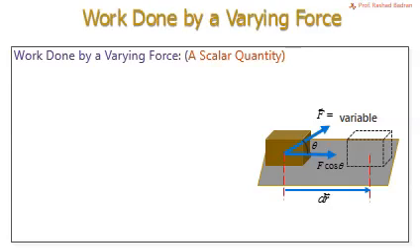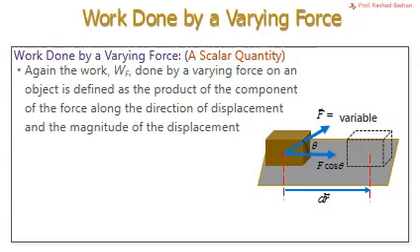The work done by a varying force is defined as a scalar quantity. The diagram shows a block affected by a variable force that makes an angle theta with the displacement along the horizontal. From the definition of work, the work done by a varying force is the integral of F dot dr, as a dot product of vectors, that is F cosine theta dr.